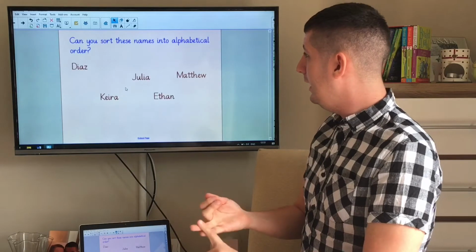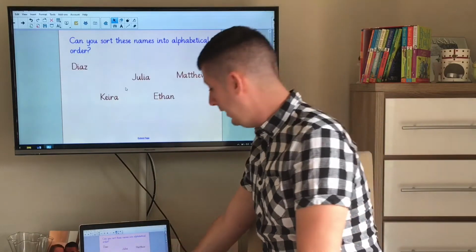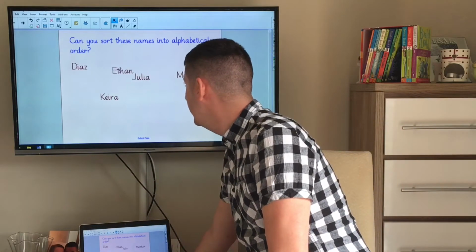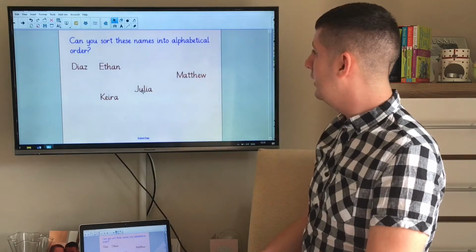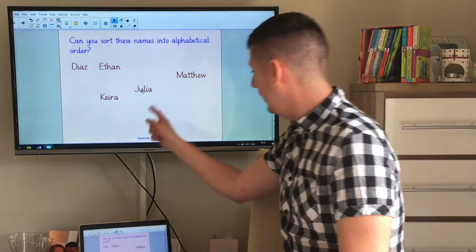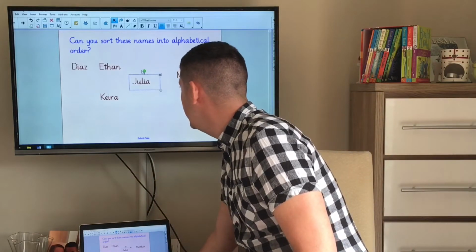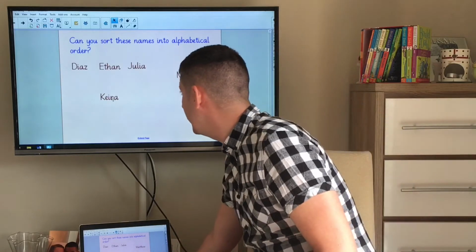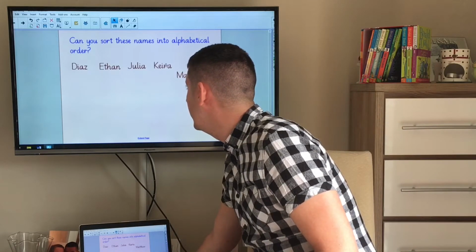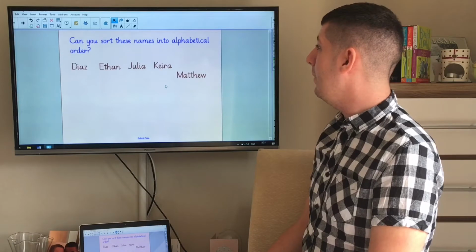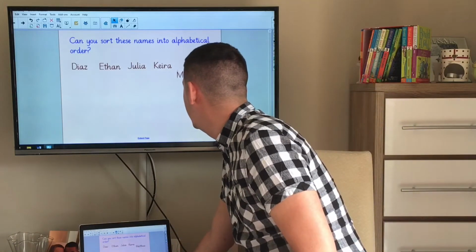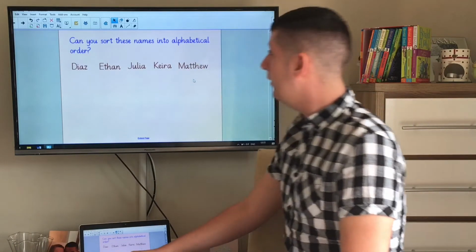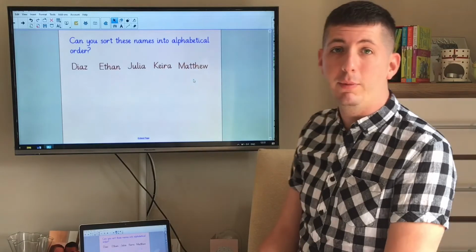D, E. Ethan begins with E as well. So let's move that to the next one in the line. F, G, H, I, J. Julia begins with a J. K. Kira begins with a K. J, K, L, M, and Matthew begins with an M. So now I know that this should be the order of the names written in alphabetical order.